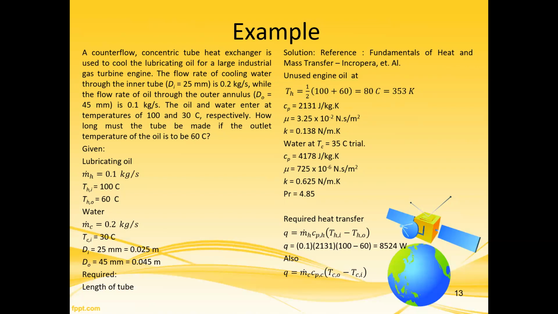Solution: we reference the values from Fundamentals of Heat and Mass Transfer by Incropera et al. You can find the book on the internet. For unused engine oil at T_h equal to one half of the average of 100 plus 60, the average is 80 C or 353 Kelvin. C_p is equal to 2131 joule per kilogram Kelvin. There is a table for that at 353. Mu is equal to 3.25 times 10 to the negative 2 Newton seconds per meter squared. k is 0.138 watt per meter Kelvin.